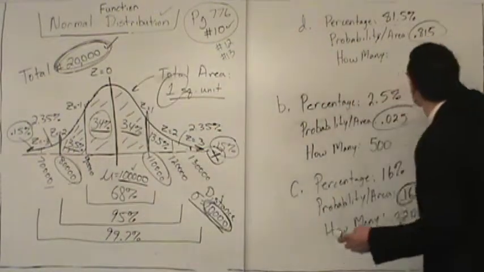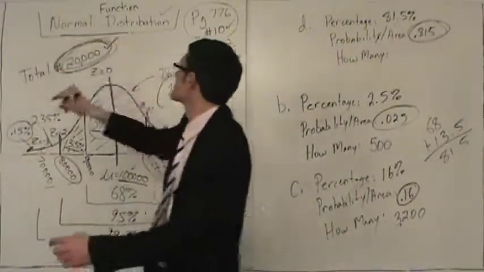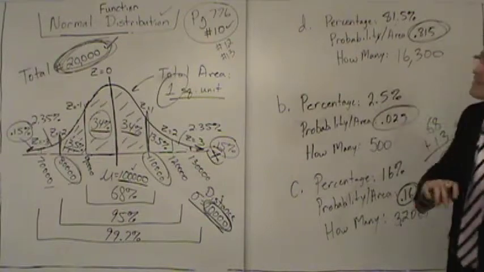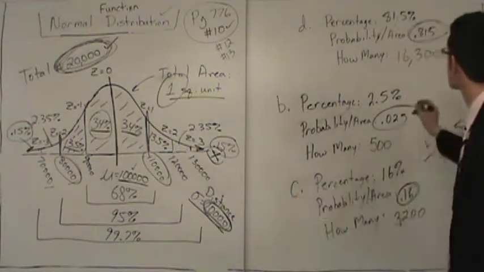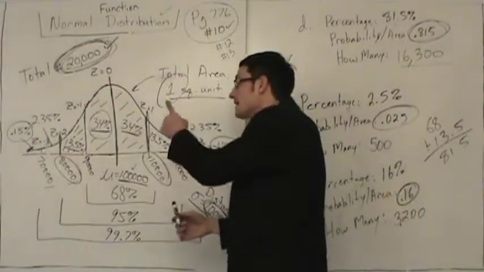Area of 0.815. To find how many, we take 0.815 multiplied by what? 20,000. 0.815 times 20,000 is 163 with 2 zeros, or 16,300. There are 16,300 batteries that will last between 80,000 and 110,000 miles in this batch.